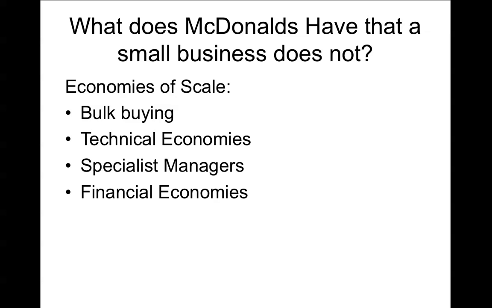You have financial economies because it's going to be easier for a big business like McDonald's to get a loan. They probably also have some retained profits that a small business doesn't have. And it's also easier for them to take risks. If McDonald's has a big flop of a product, it's not going to wipe them out because they've got so many other products and so many other businesses and so many other locations that they can fall back on.